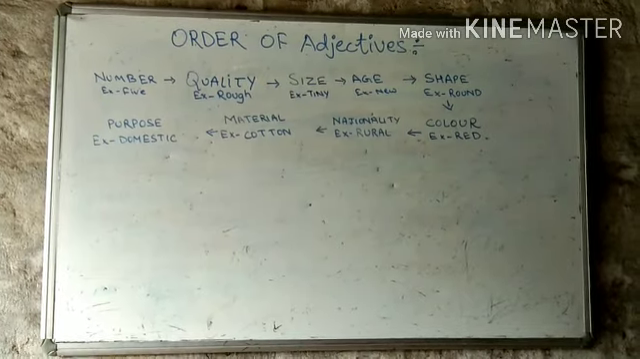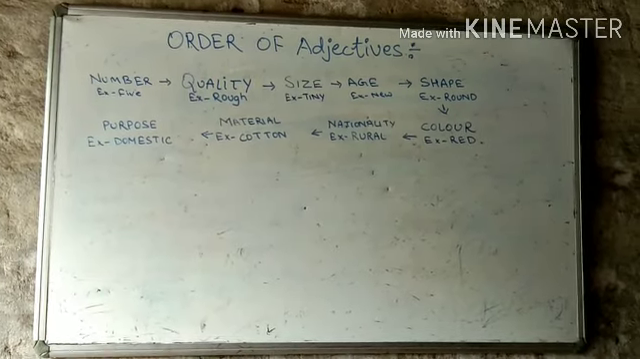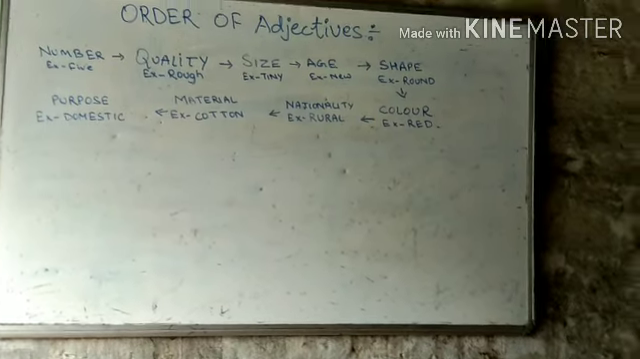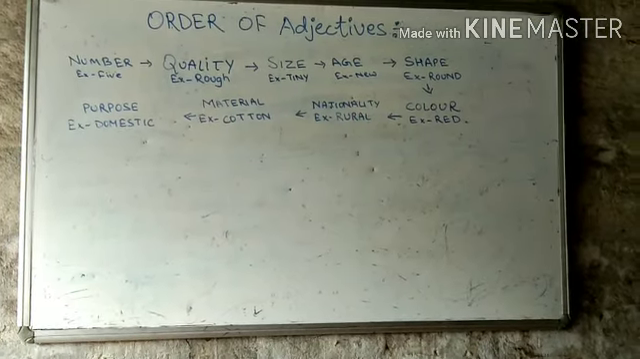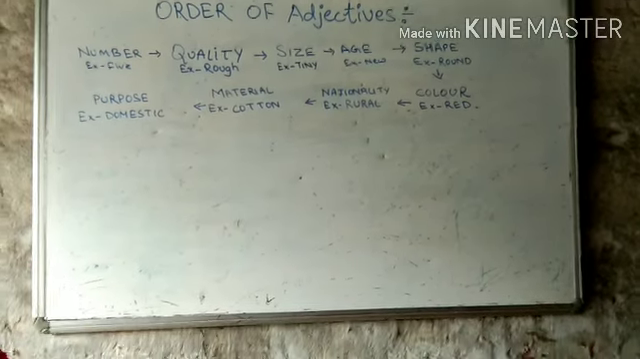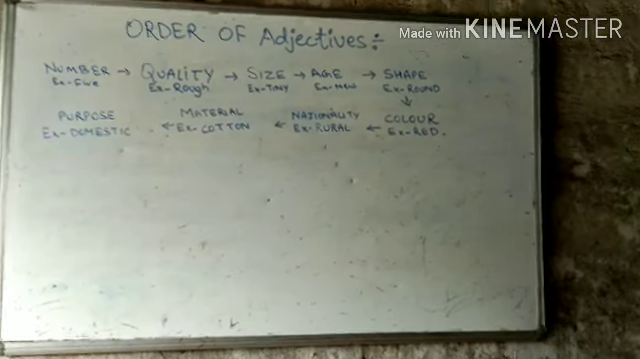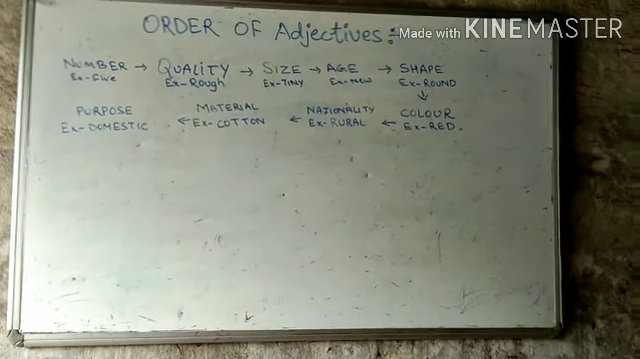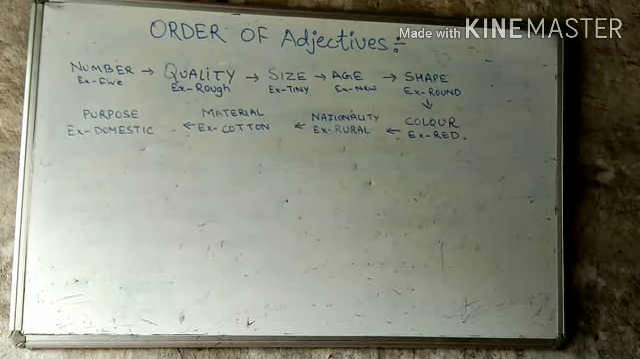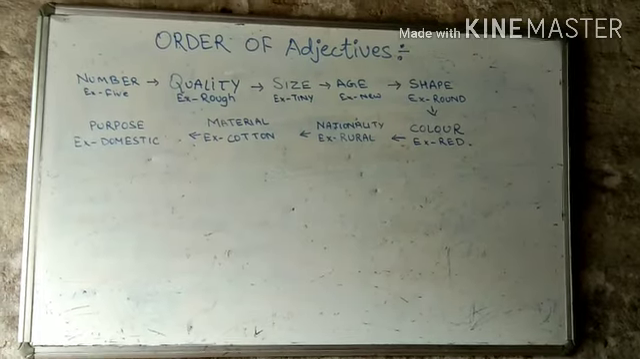The order of adjectives is written on the board, children. Please copy it down, and if you don't want to copy, it is written in your grammar book also. Please open your books in front of you while watching the video so that you can see the correct order and understand. In the online classes, when we begin, you can ask your queries there if you have any doubts.